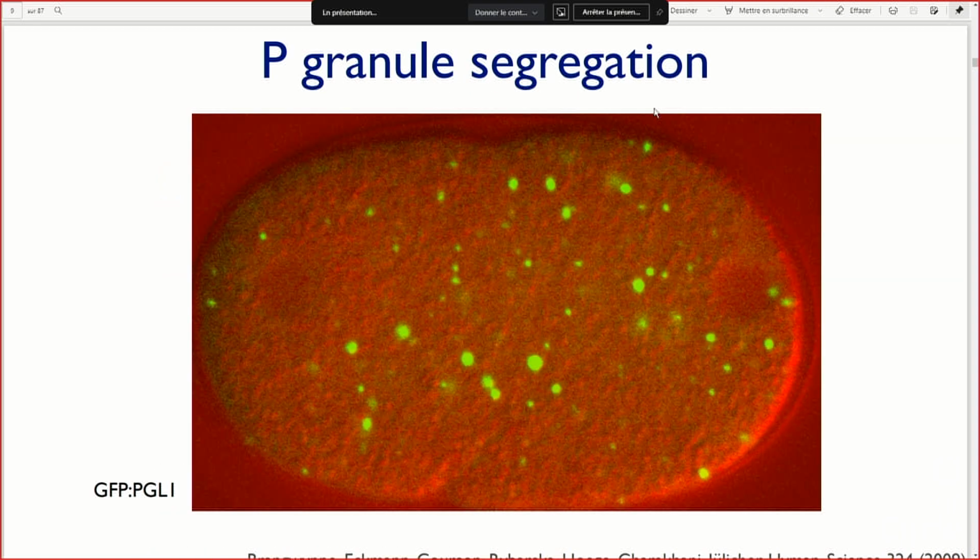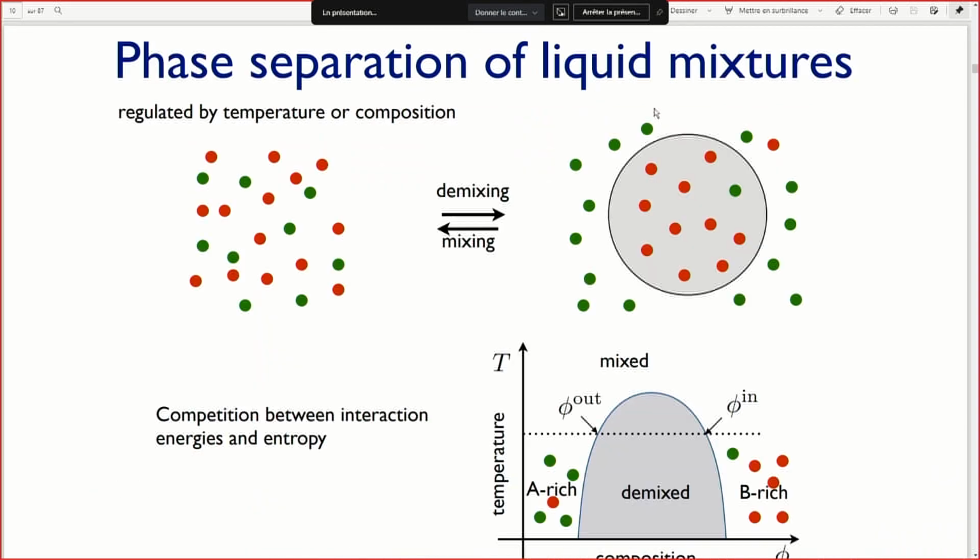Now here I wanted to show you a movie, because during asymmetric cell division, these granules segregate to one side of the cell, and only one of the two daughter cells will have these granules. So there is a physical separation of molecules in the cytoplasm towards only one of the two daughter cells. In this dynamics, one can also see that it's an emulsion. The cell cytoplasm is an emulsion of many droplets that are then segregated.